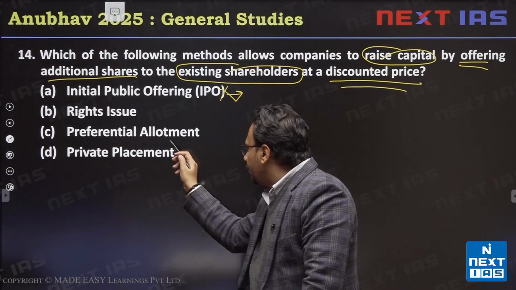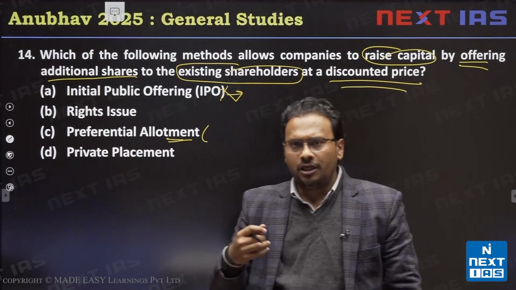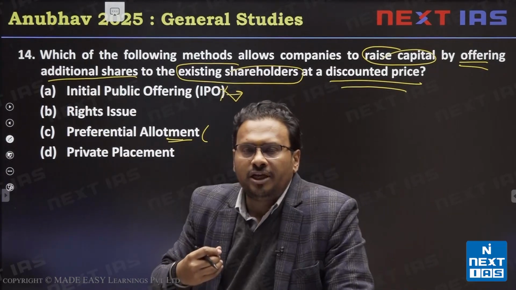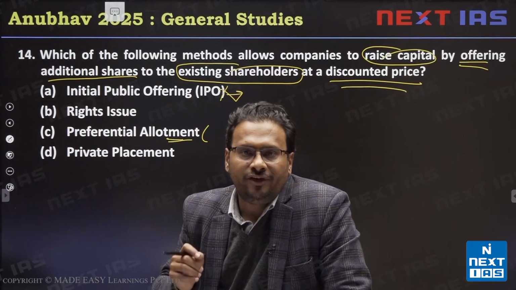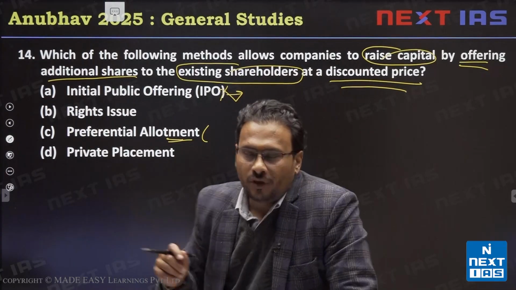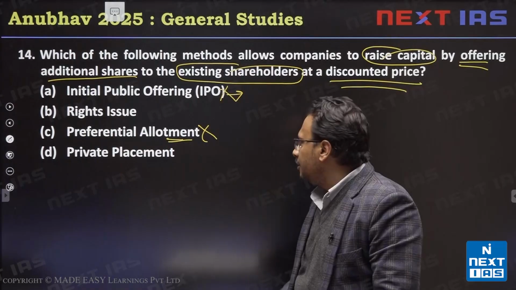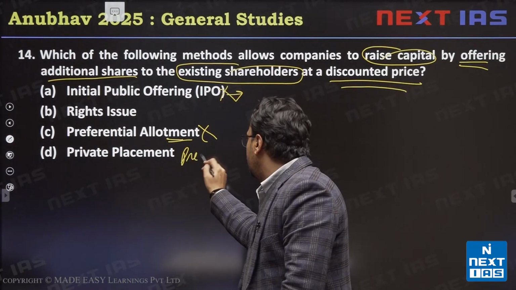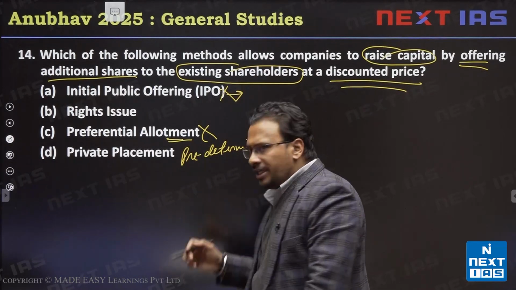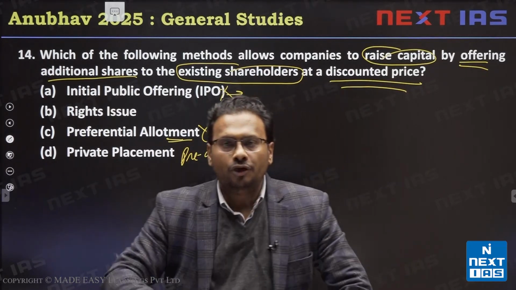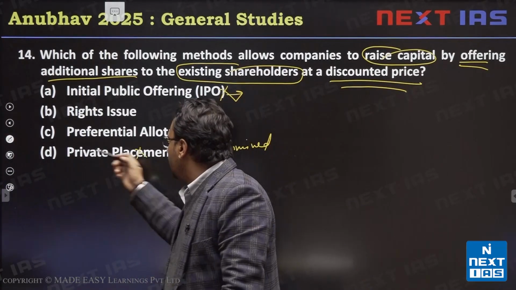Talking about preferential allotment, it is a strategy of giving shares on a preferential basis, but they do not necessarily have to be given to the existing shareholders. Incorrect. Private placement is to a predetermined player, again not necessarily the existing shareholders. So the correct answer has to be B.